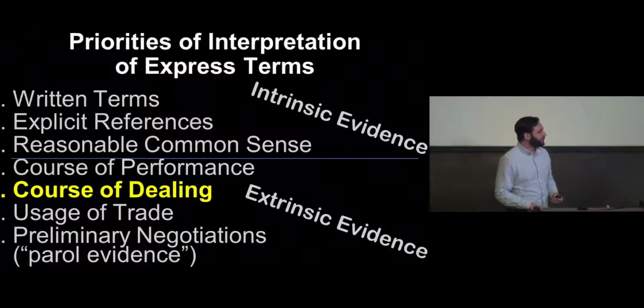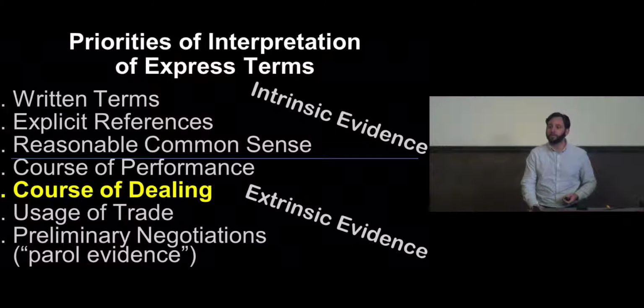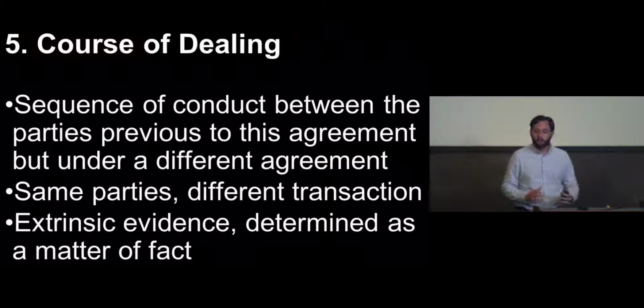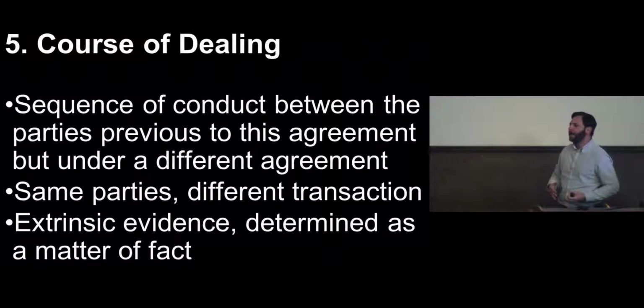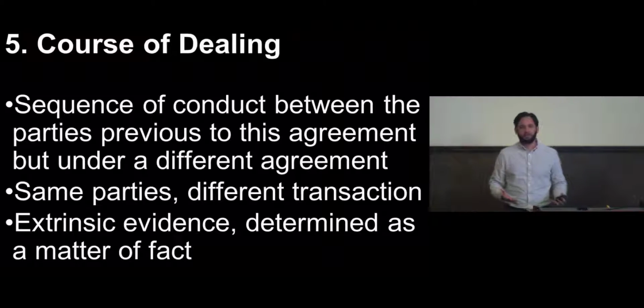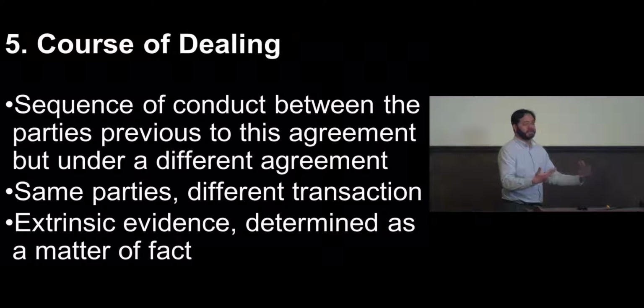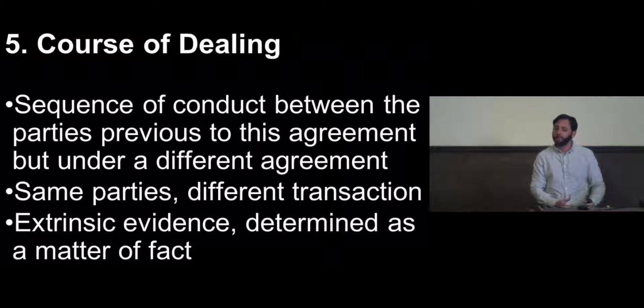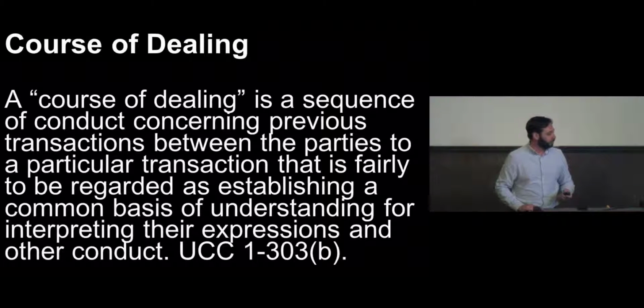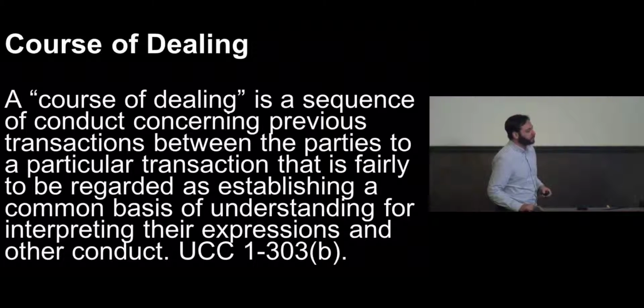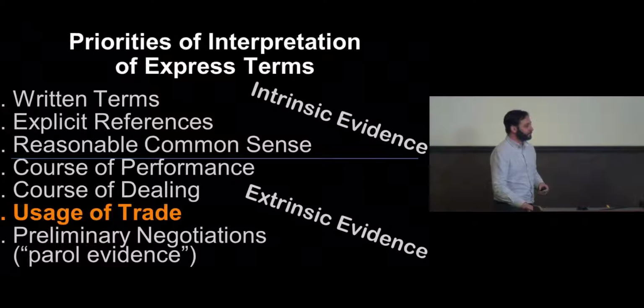Then we looked at course of dealing. Course of dealing relates to the same parties but in a different transaction. And as you can imagine, while the parties may have intended the same thing for this transaction, it also is quite possible, maybe even likely, that they have a new contract because they intended different terms. So course of dealing, where we have the same parties but a different contract, is not quite as good evidence as course of performance for the party's intention in the contract at issue. The UCC talks about that in 1303B.